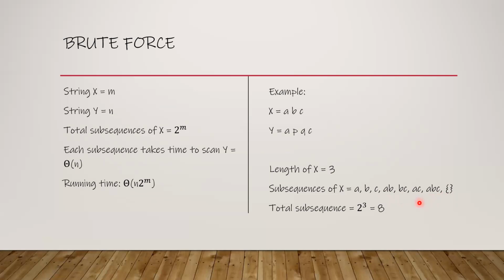So if we compare all possible subsequences of string x with string y, each subsequence will take big O(n) time to scan the whole string y. Here, the major flaw is the time complexity, because comparing 2 to the power m subsequences of string x with the n length long string y leads us to the exponential time complexity big O(n times 2 to the power m), which is one of the worst case complexities we can get. So we should not solve the LCS problem in this approach.